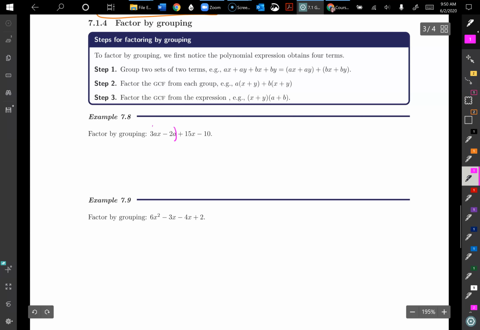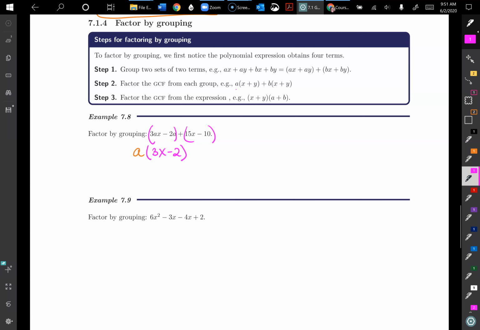So that's what we're doing first. We are putting parentheses around these. And then I'm going to pull out a common factor out of each one of these terms. So if I look here, I have 3ax minus 2a. What's common to both of them is just the a. So I write down the a. Then what's left in there is 3x minus 2.